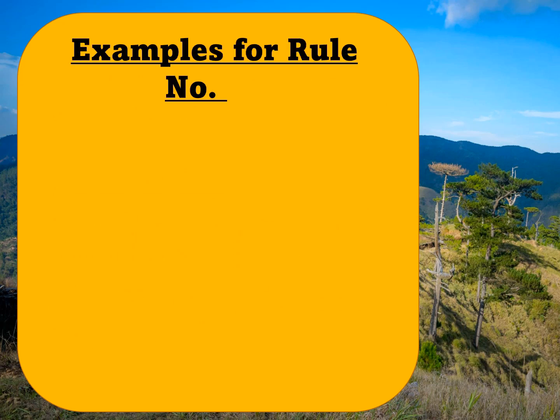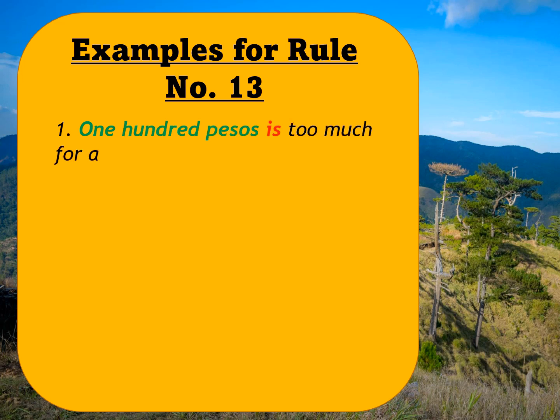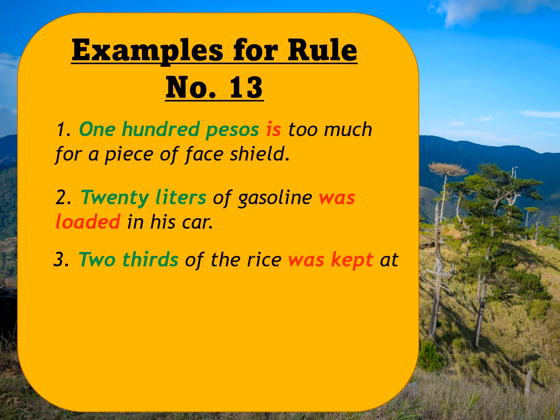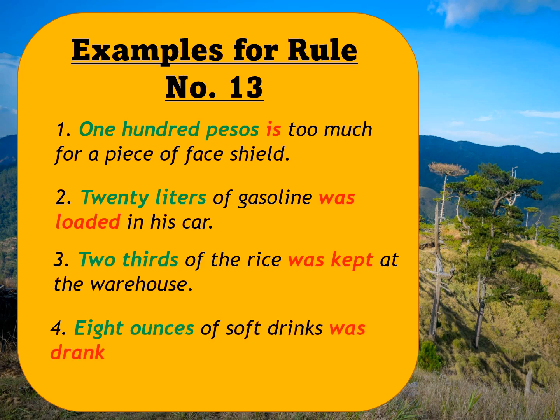Examples for rule number 13. Number 1, 100 pesos is too much for a piece of face shield. Number 2, 20 liters of gasoline was loaded in his car. Number 3, 2/3 of the rice was kept at the warehouse. Number 4, 8 ounces of soft drinks was drunk by him.